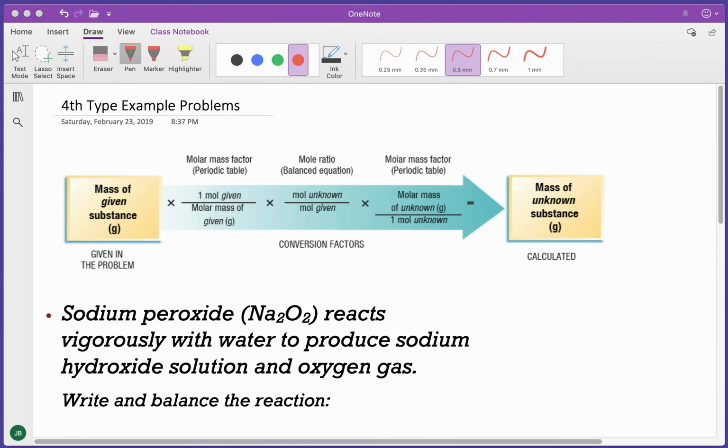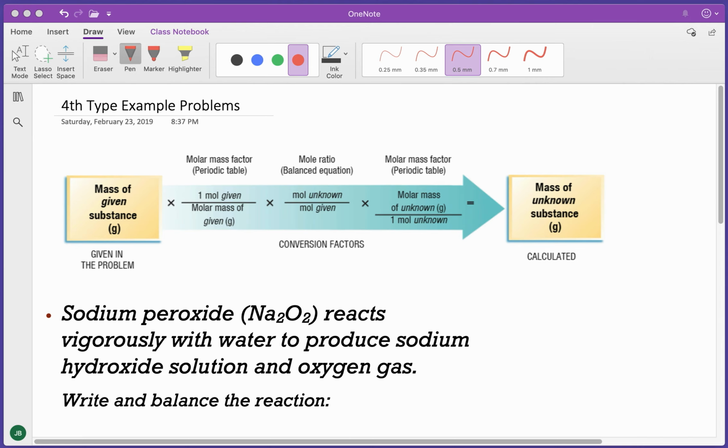Alright, let's do our fourth and final type of stoichiometry problem. In this problem type, our known is going to be in mass, and our unknown, what we're solving for, is also in mass. So what does this mean? This means that you actually have to do the molar mass for both the known and the unknown, okay? So you're going to work two molar mass problems.